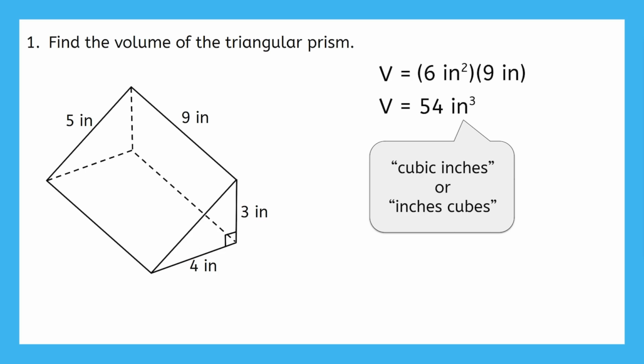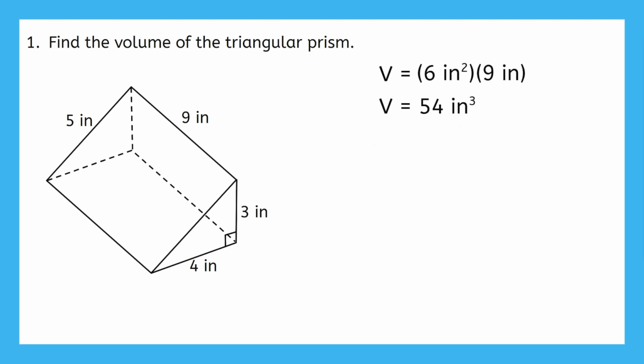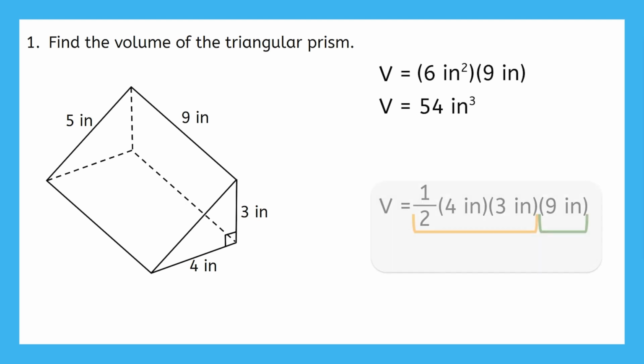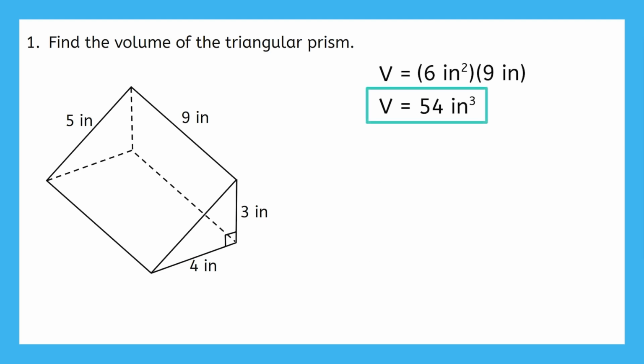Since volume is a three-dimensional measure, our units should be cubed, or raised to the third power. Another way to see where these cubic inches come from is to look at our entire calculation altogether. We're multiplying inches together 3 times, which makes inches cubed. Now, we can be confident in our numeric answer and our units.